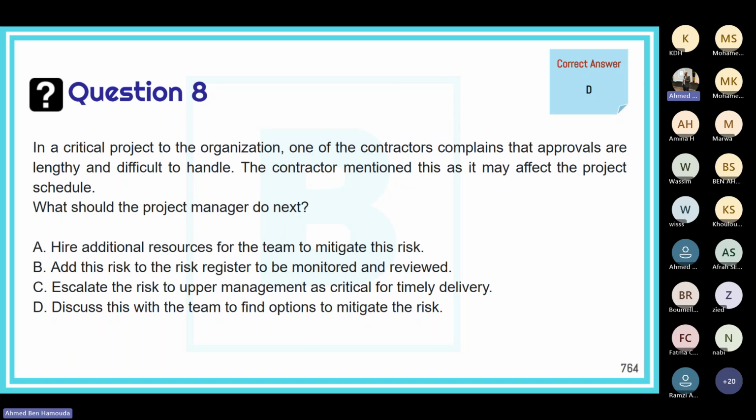Okay. Some of you might wonder why not add it to the risk register to be monitored and reviewed, because that's not an effective action. If the question asks what to do first, it is to add it to the risk register. But what made the answer wrong is just to be monitored and reviewed. No, actually, we need to discuss options to mitigate the risk. Okay.